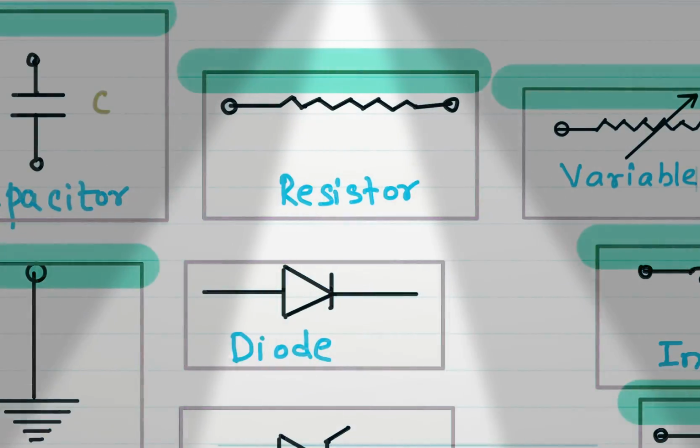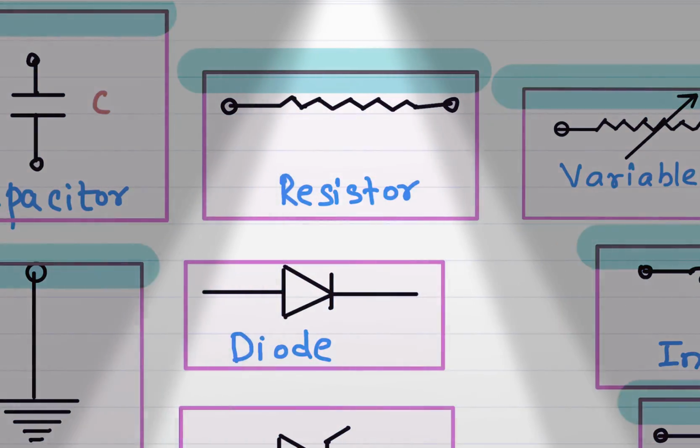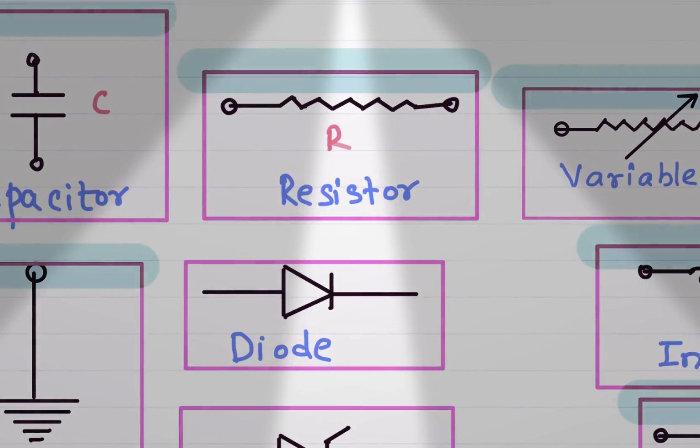The resistor is denoted by R, and it opposes the flow of current in a circuit.